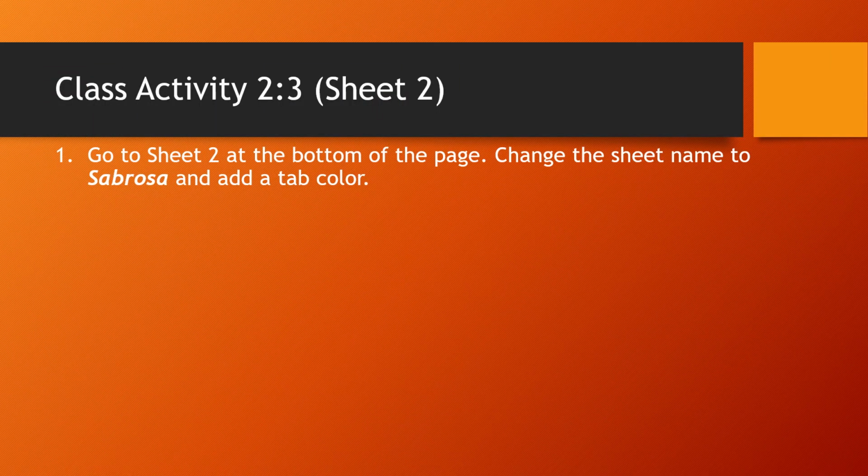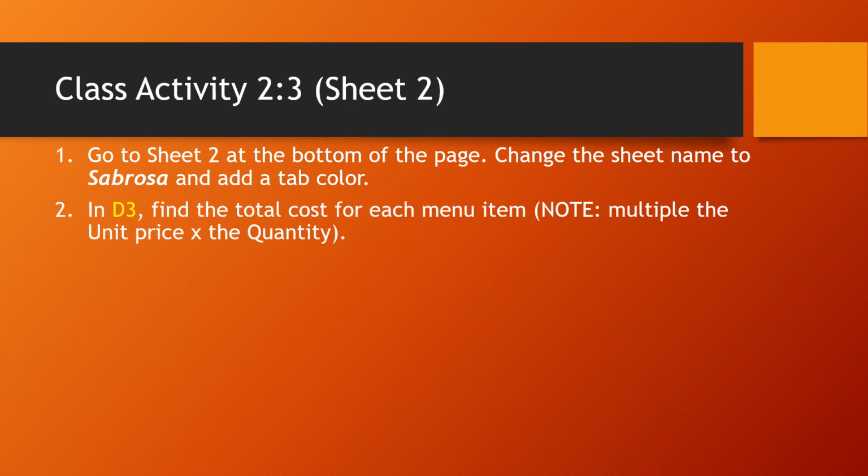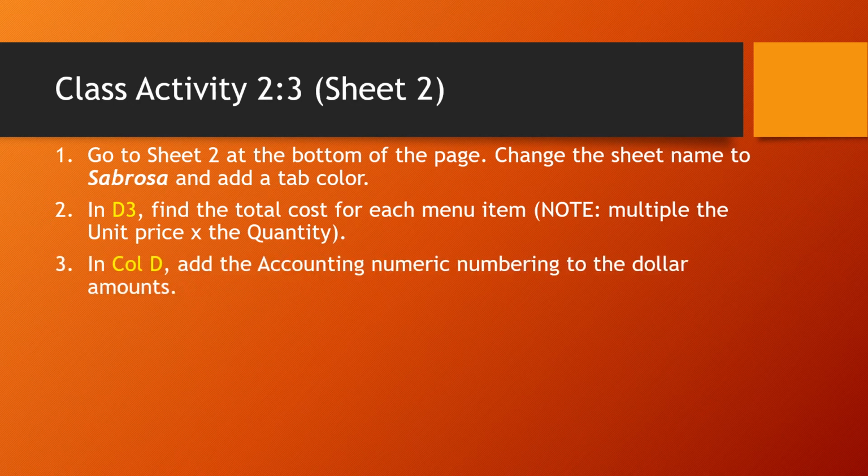Go to Sheet 1 at the bottom of the page. Change the sheet name to Subrosa and add a tab color. In D3, find the total cost for each menu item. Multiply the unit price times the quantity. In column D, add the accounting numeric numbers to the dollar amounts.